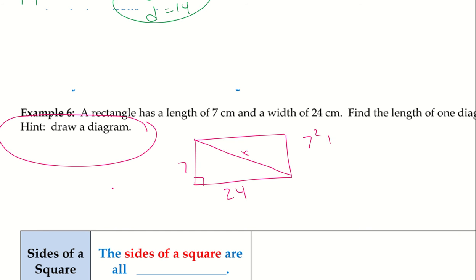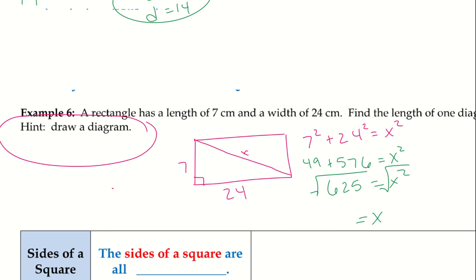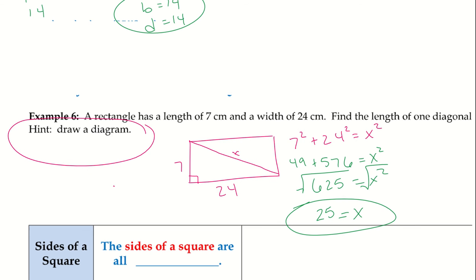Remember, a rectangle makes a 90 degree angle, and now I have a right triangle. So I can do 7 squared plus 24 squared equals x squared. So this plays back to using that Pythagorean theorem and why we spent so much time with triangles, because triangles pop up almost everywhere. All right, let's go ahead and solve this. So I have 49 plus 576 equals x squared. And then if I add them together, I get 625 equals x squared. Take the square root of both sides, and I get x equals 25.